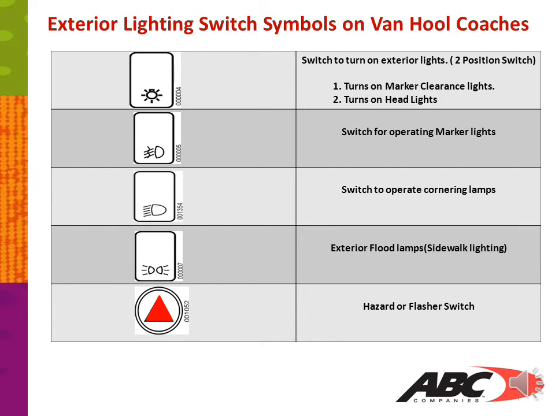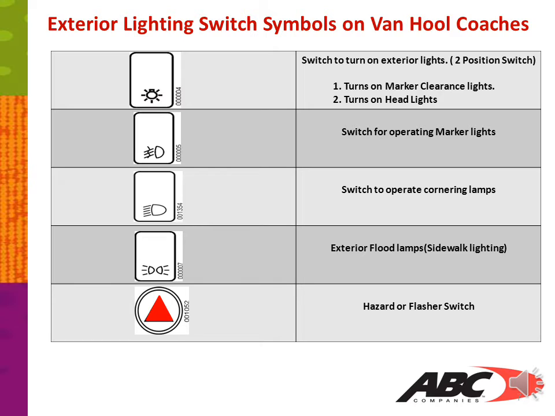Now let's go over some of our exterior lighting switch symbols. Your first one being your switch to turn on your exterior lights, which is a two-position switch. First turns on the marker clearance lights. The second position turns on your headlights.